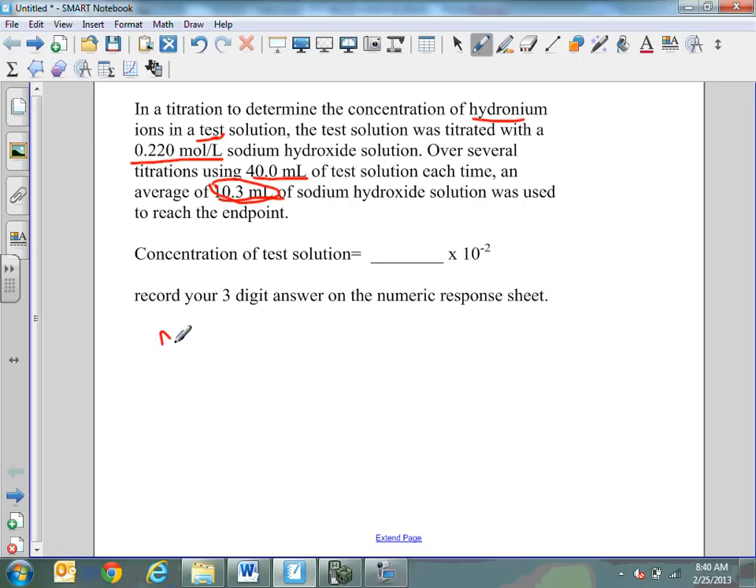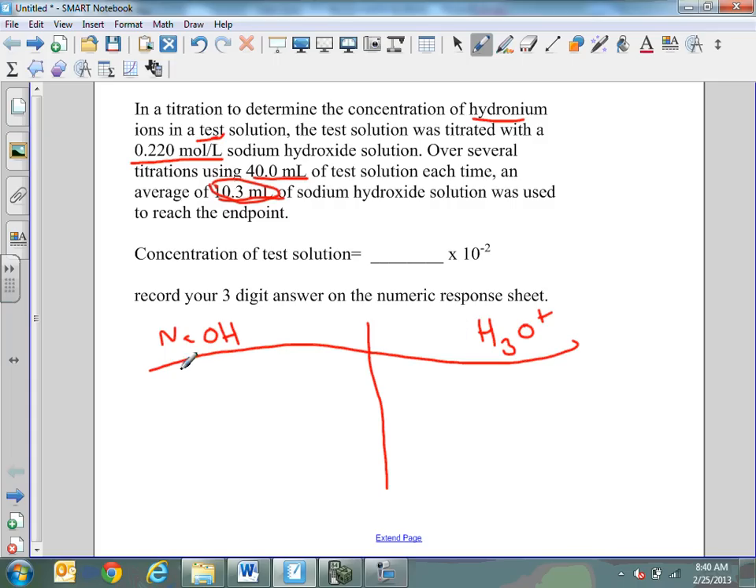So we're writing down what we know, and then we'll determine which ones are known and which ones are unknown. I know the volume of sodium hydroxide is 10.3 mils, which is equivalent to 0.0103 liters. My concentration is in units of mole per liter, so we can't mix liters and milliliters. They've all got to be the same. My concentration of sodium hydroxide is 0.220 mole per liter.